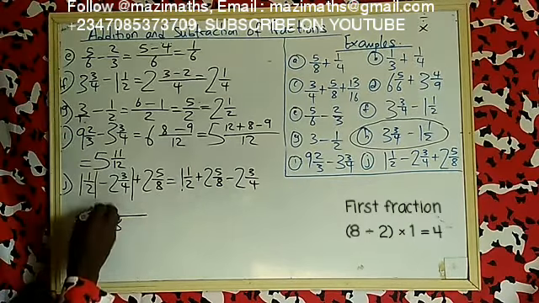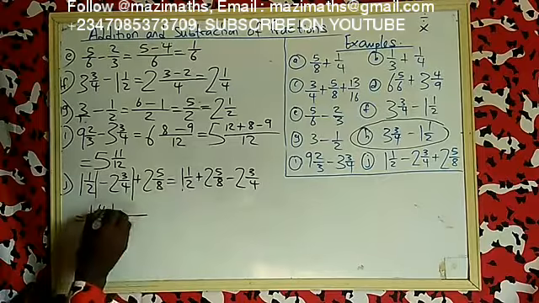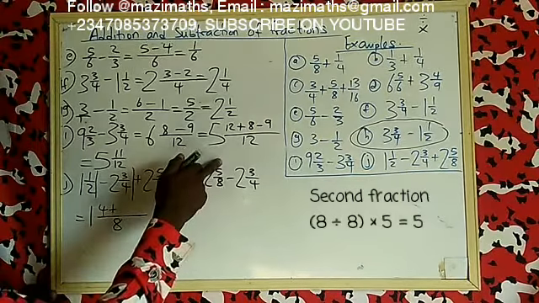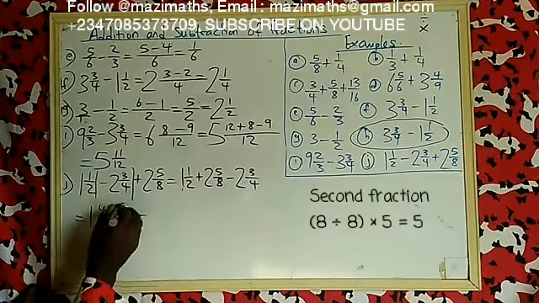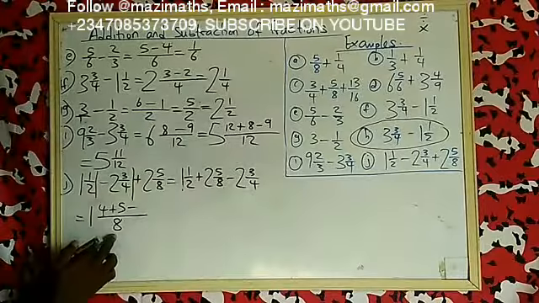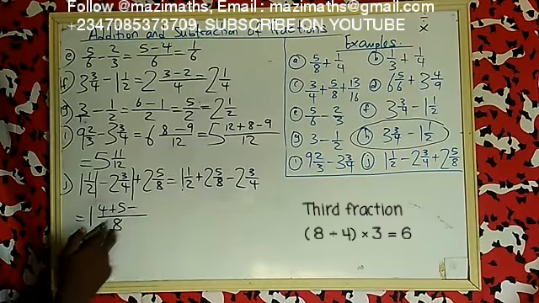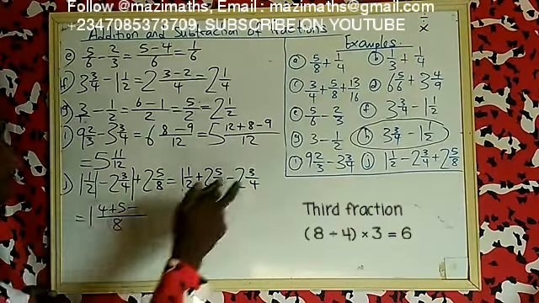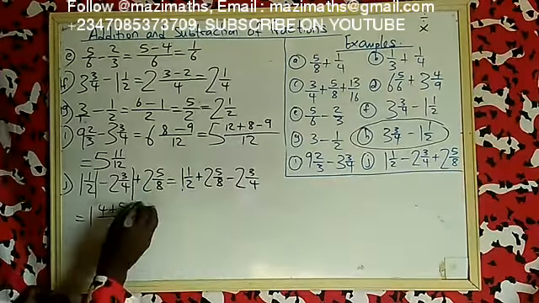4 times 1 will give you 4. This plus, you put plus. How many 8 are inside 8? Now 1. Multiply with the number up, we call it the numerator, will give you 5. And then minus, you put minus. How many 4 are inside 8? Now 2. Multiply with the numerator, that is 4 in 8, 2. 2 times 3, that is 6.